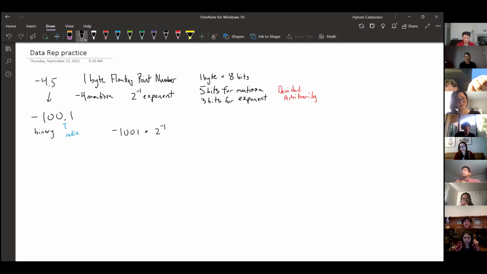So now if I want to transmit the number negative 4.5 to Alexandria over the wire, in 2's complement form, in floating point form, I'm going to send her an 8-bit number in which the first 5 bits will encode the number -4 in 2's complement.